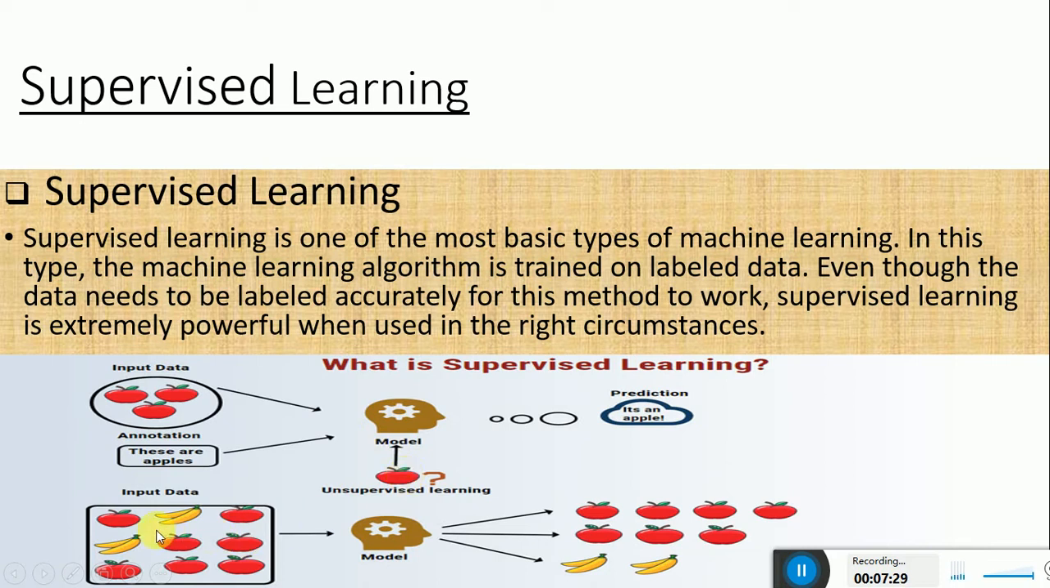In the second figure, there are apples and bananas. So this is the unlabeled data and labels, and this is the modeling, and after that the output is labeled: apple is one label, and banana is the second label. So this is supervised learning. This is very useful.